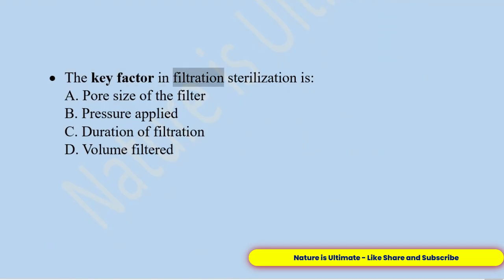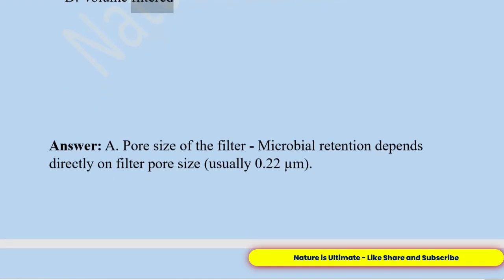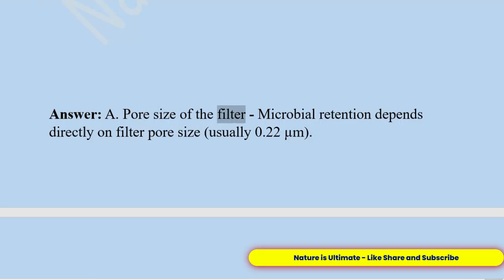The key factor in filtration sterilization is: A. Pore size of the filter. B. Pressure applied. C. Duration of filtration. D. Volume filtered. Answer: A. Pore size of the filter. Microbial retention depends directly on filter pore size, usually 0.22 µm.